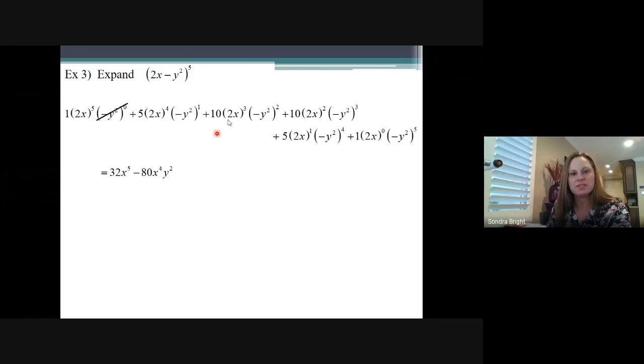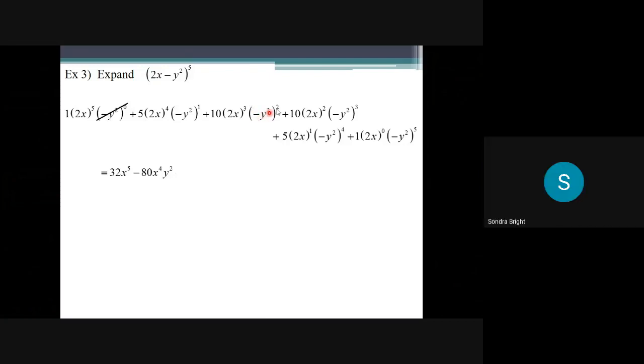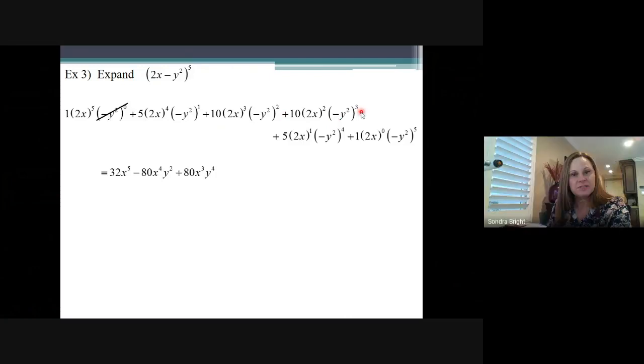Third term, this squared is going to make that negative a positive, but y squared squared will be y to the 4th. 2 cubed is 8, and then x cubed. So times 10 gives you a plus 80x cubed, y to the 4th. This next guy, the negative, but then cubed, so it'll be a negative sign out front. Y squared to the 3rd will be y to the 6th. 2 squared will be 4, and then times x squared, so it'll be a minus 40x squared times y to the 6th.